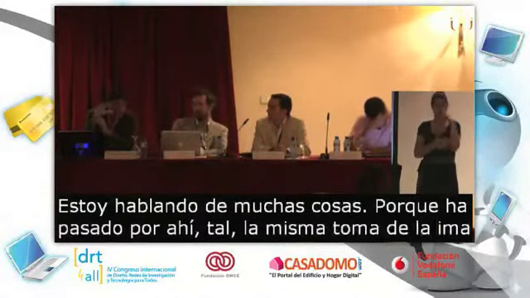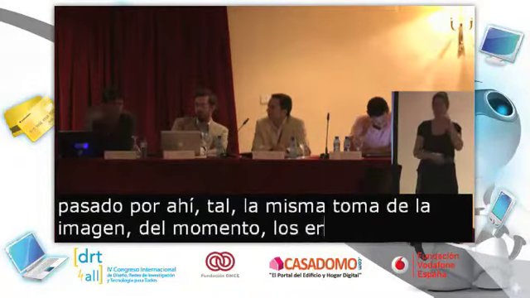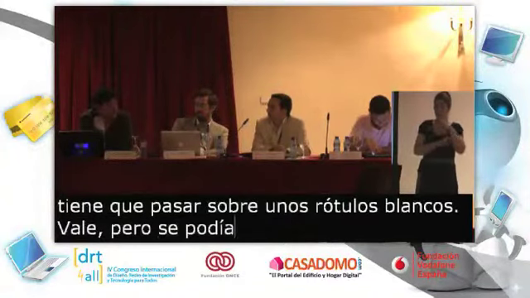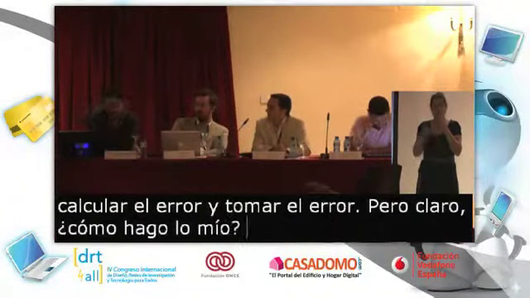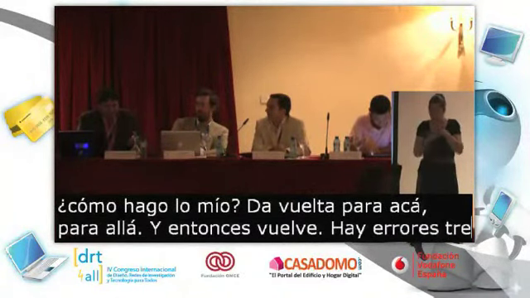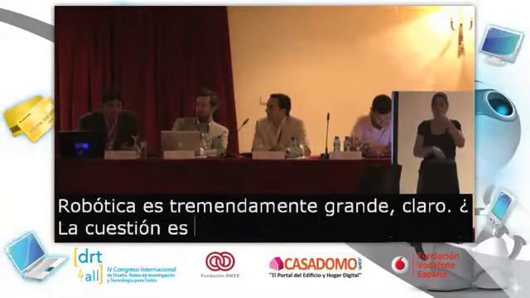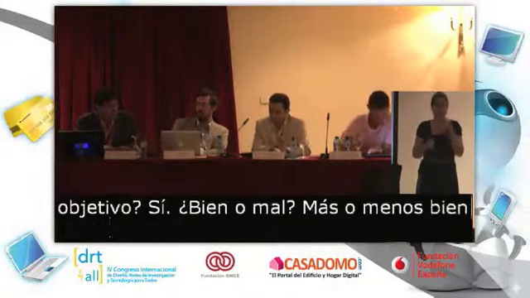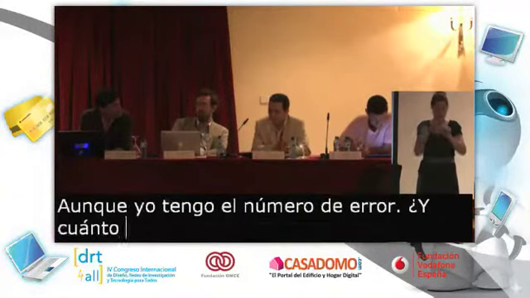The very image of the movement of the robot can help us identify the mistakes. For example, mistakes need to be written on a whiteboard, so we can digitize the image and then calculate the mistake. But then things work well at first with the children, then they take the robot, and then they come back, and then they take a different road. And of course, this is big mistakes for the robot. The issue is knowing whether they have attained the goal or not, good or bad, but how good or how bad, +1 or +2. So even if I have the number for the mistake or the error, and how long did it take, we have to calculate the time.